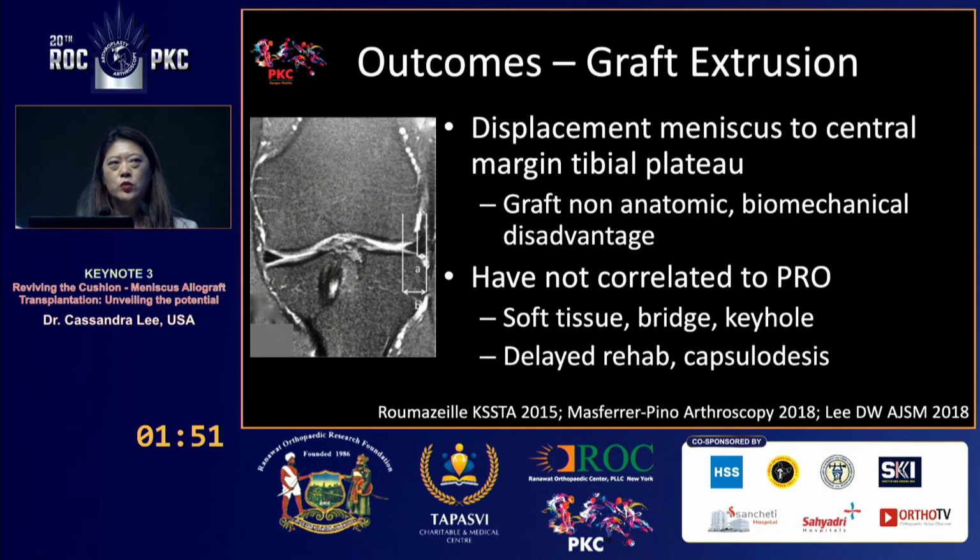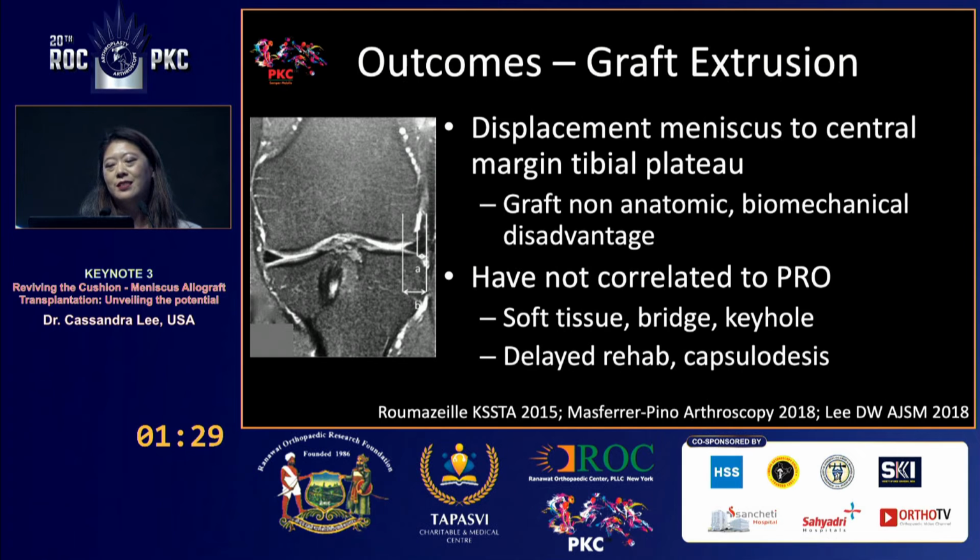So let's talk about graft extrusion. What does that mean, right? It's almost like the graft is too big, but what happens is you put in a graft that you sized well and then it just spreads out, right? You're squeezing toothpaste out of the toothpaste tube. This is defined as displacement of the meniscus to the central margin of the plateau. The issue is the graft is non-anatomic and can lead to biomechanical disadvantages.